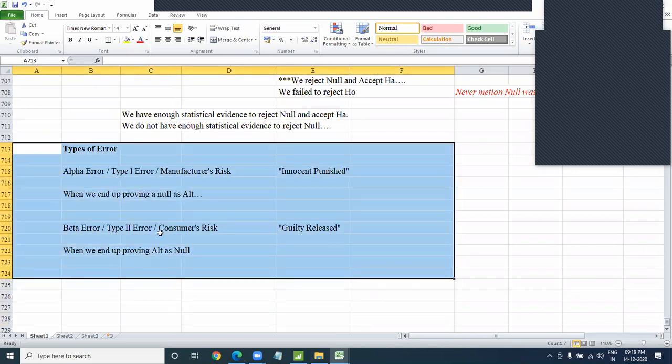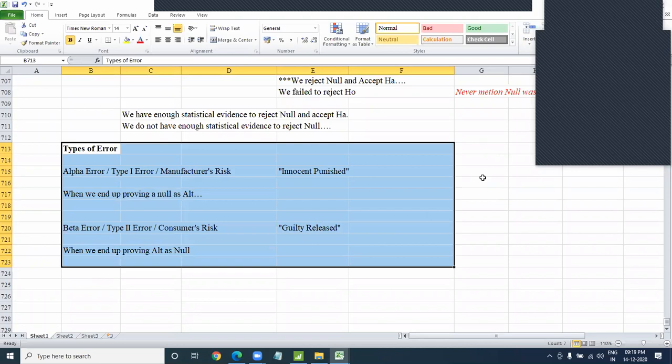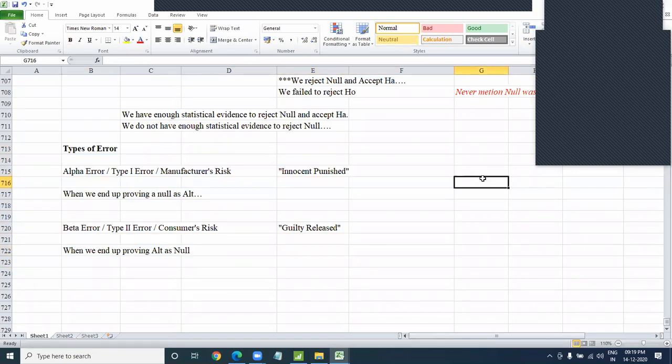And the reason why we get into proving null as alternate or alternate as null is because of the mistakes we make in the measure phase. When would these errors come into the picture? These errors will come because of two primary reasons, again the blunders we might have made in the measure phase. The reasons are sample size, insufficient sample size. Basically, if you end up having an insufficient sample, you'll be either a victim of a type 1 error or a victim of a type 2 error.